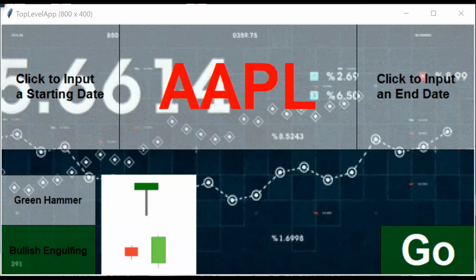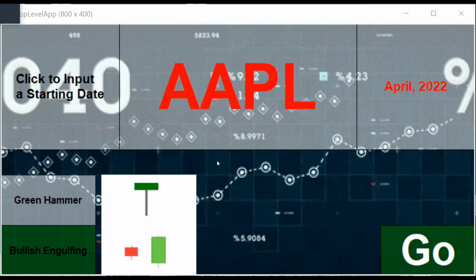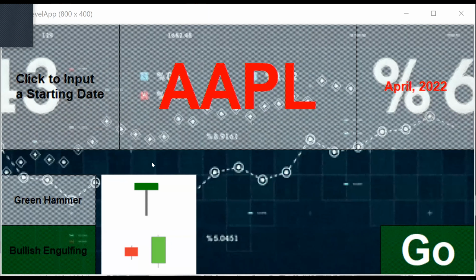and we can select now in order to put the current date. And then for the starting date, we can put any time in the last 20 years. So let's put May 2015.